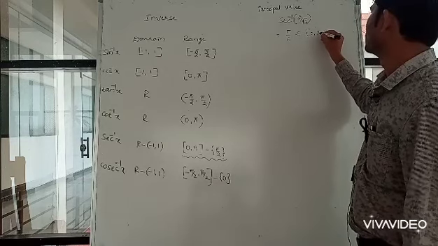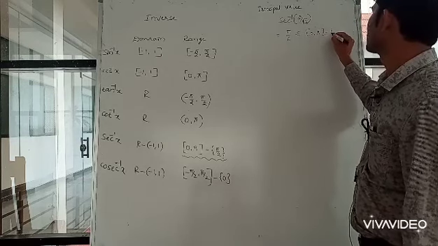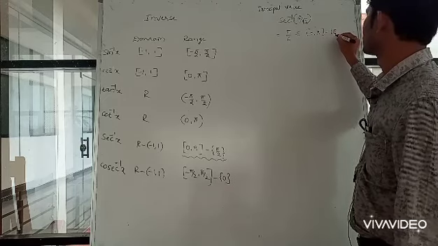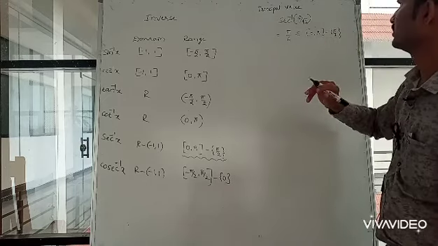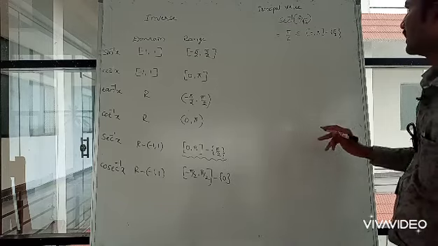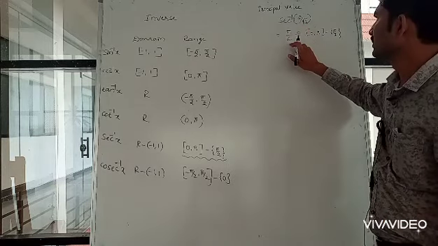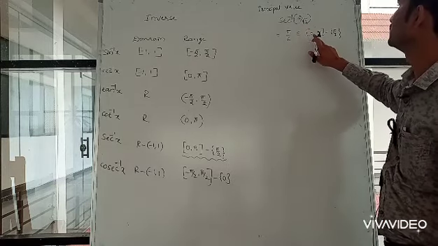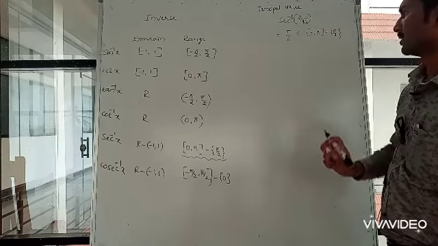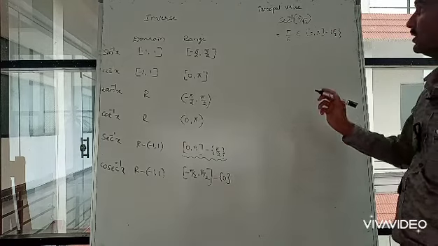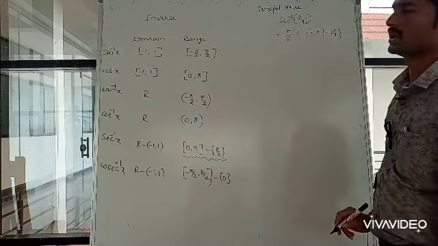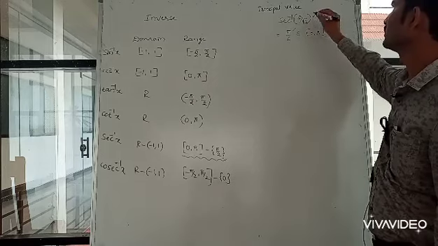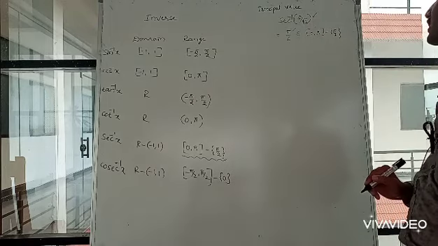That value lies between 0 to π except π/2. Sorry, yes, except π/2. Okay, if the given value lies in this range, then it is called the principal value of sec inverse of 2/√3.